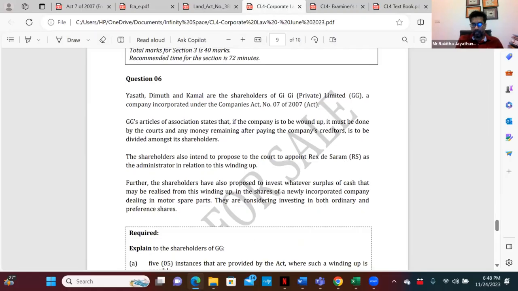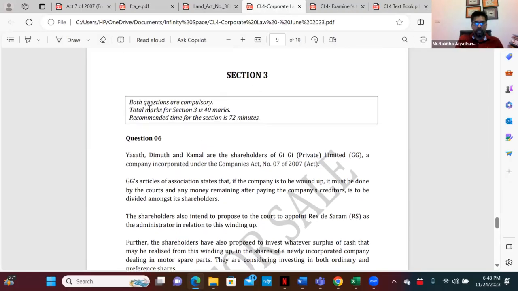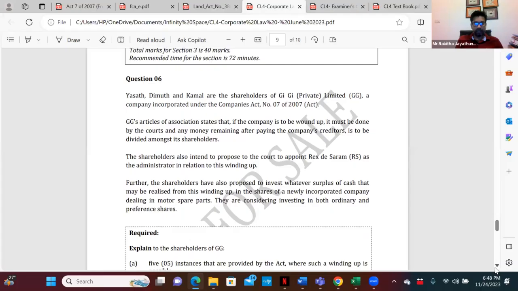So let's read the question. Now here it says both questions are compulsory, obviously. Total marks for section 3 is 40 marks. And look here, recommended time for the section is 72 minutes. So make sure that you finish within 60 minutes or 1 hour. Now this is the question.